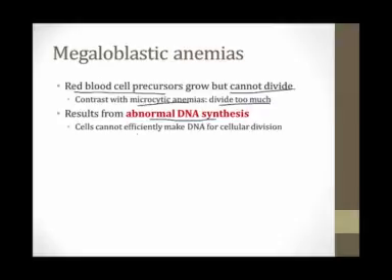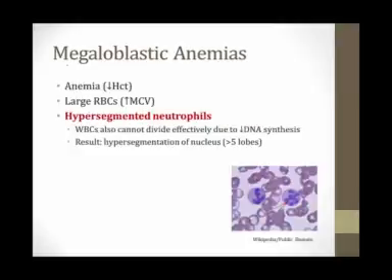The cells cannot efficiently make DNA for cellular division, and thus they grow in size but they do not divide normally. The findings in megaloblastic anemias include an anemia. There will be a low hematocrit and low red blood cell count, just like the name implies. The red cells will be large. They will have a high MCV.